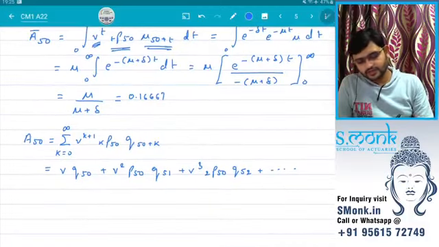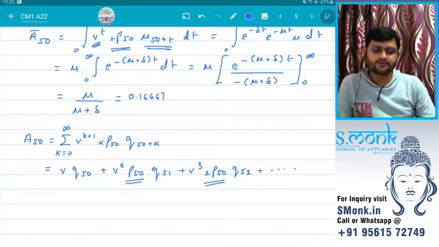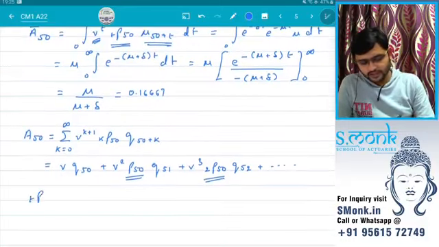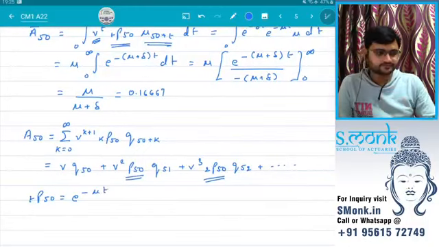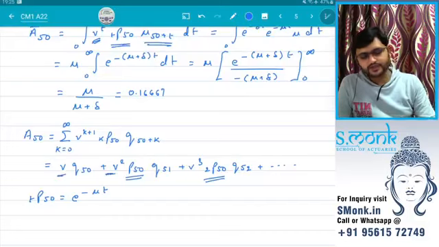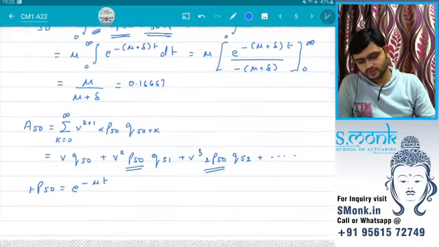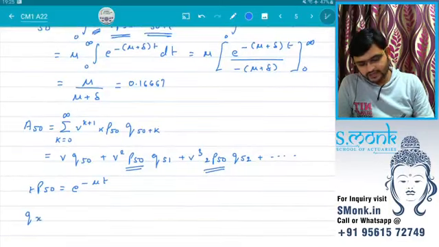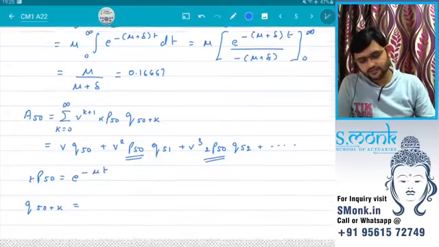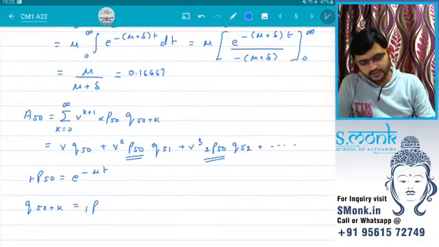So accordingly, we can easily know what our TP50 is going to be. TP50 is e raised to minus mu t, and we know V is e raised to minus delta. What about Q? Q50 plus k can be written as 1 minus 1P50 plus k.